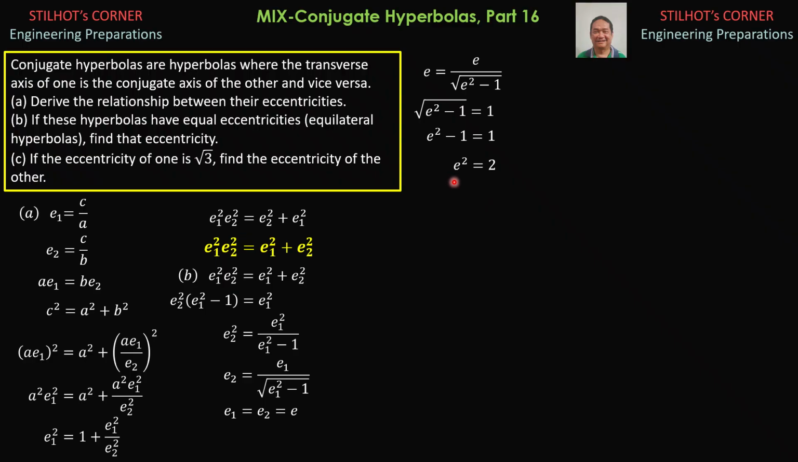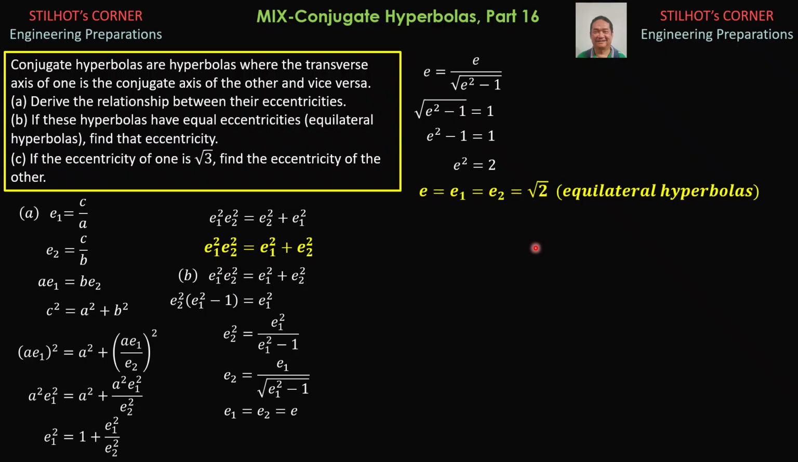So because E is square root of 2, that's the eccentricity of an equilateral hyperbola where A is equal to B. So that means that the conjugate hyperbolas, when their eccentricities are equal, reduce to equilateral hyperbolas. So that's the case when the eccentricities are equal for conjugate hyperbolas. They must be equilateral hyperbolas.